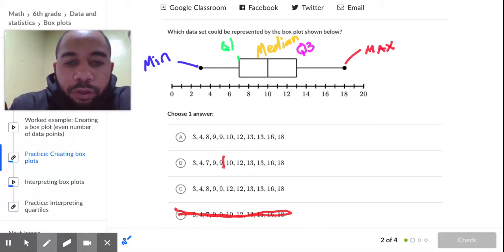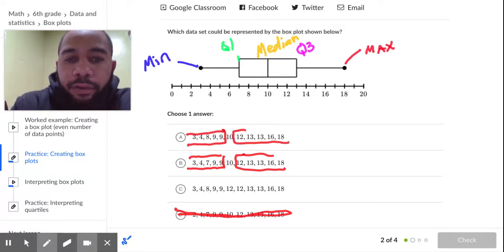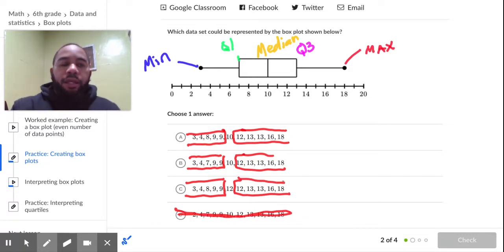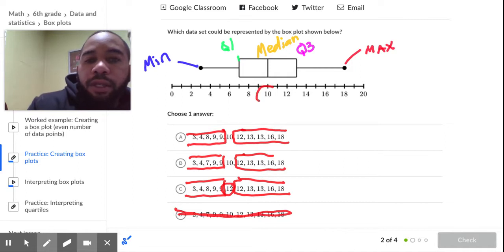So what we want to do is let's box the lower half, box the upper half, box the lower half, box the upper half, box the lower half, and box the upper half. And guess what? This one's out because it has a median of 12, but that median should be 10. That one's out.